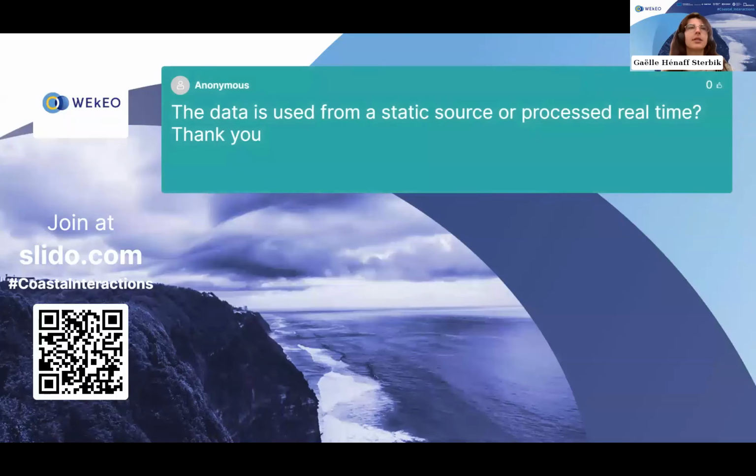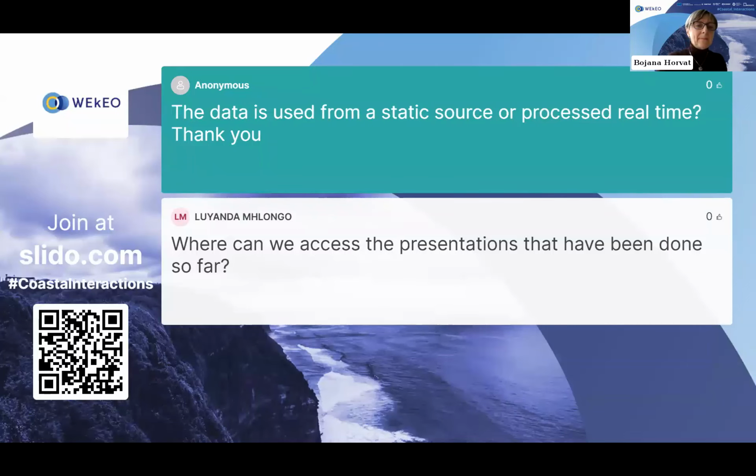Okay, so this question: is the data used from a static source or processed in real time? Thank you. No, the data is used from a static source. It's not real-time data. We use the census data that was collected, I think, in 2021, and land use land cover that was derived from the Copernicus land monitoring service.